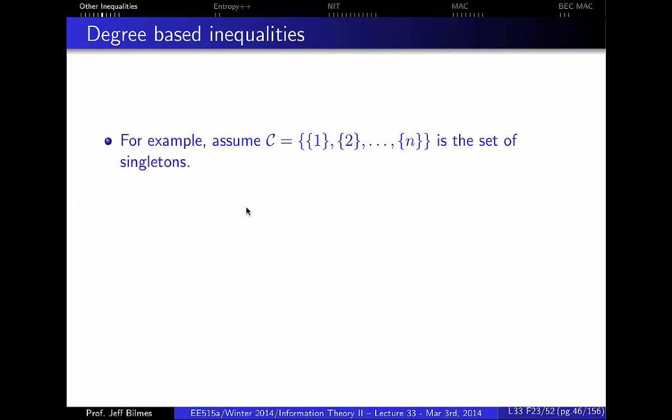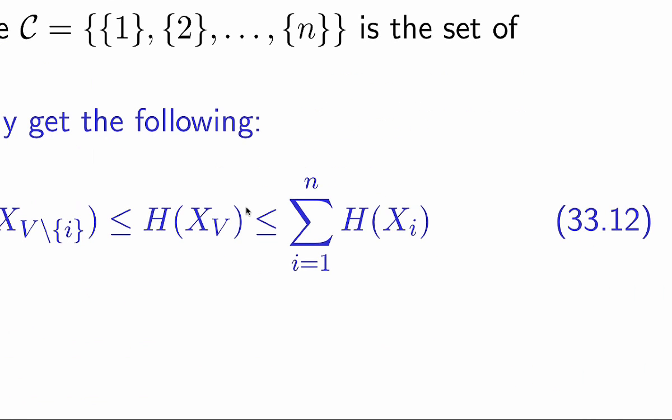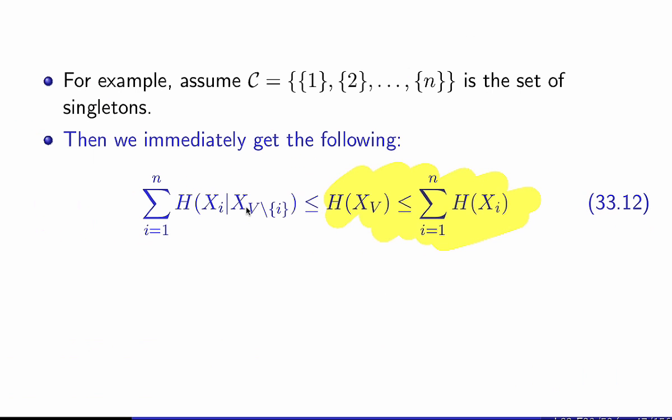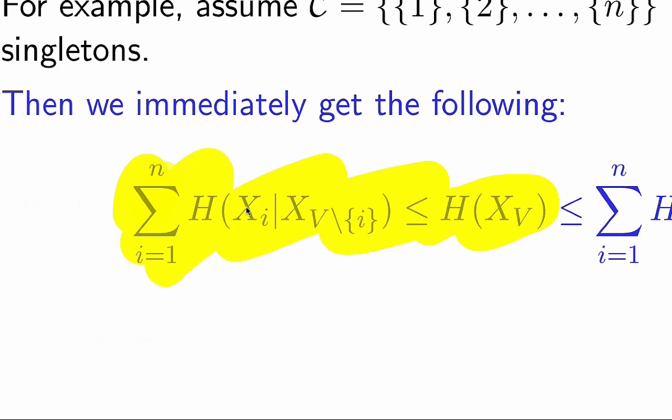Here are some examples. When we say that C is just a set of singletons, then we immediately get this inequality. The right-hand side is our friendly neighborhood independence upper bound. And the left-hand side is one that we've mentioned once. It's an interesting lower bound on the entropy function, where we take the sum of the singleton entries conditioned on everything else.